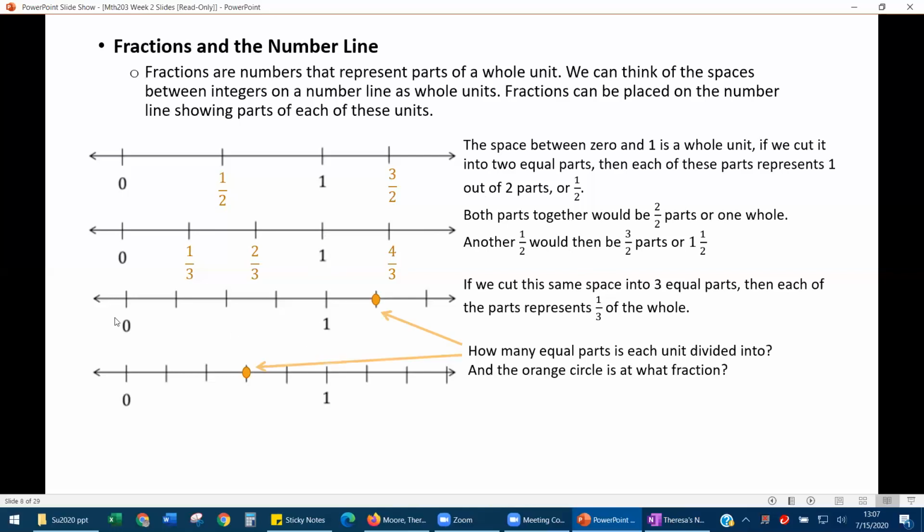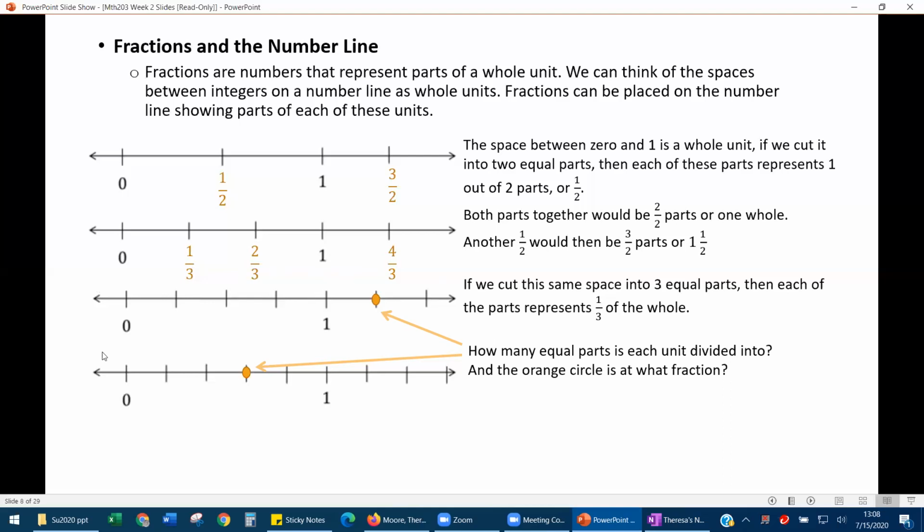Here, to find our denominator, we need to count the number of units this 1 is separated into. So we have 1, 2, 3, 4. Each whole unit would be separated into 4 smaller units. This means each unit is 1/4. So the first would be 1/4, 2/4, 3/4, 4/4. So this circle would then be 5/4. And then the next mark would be 6/4.